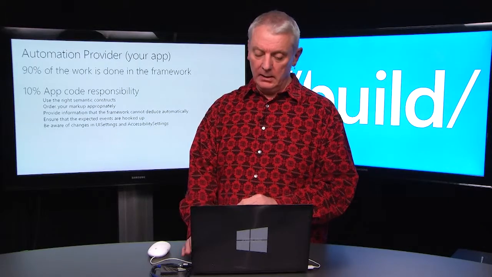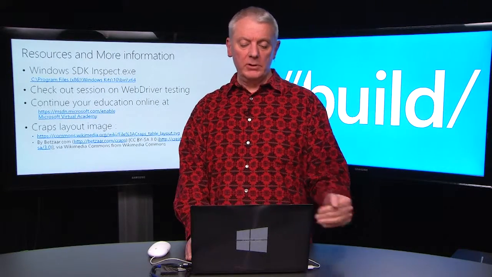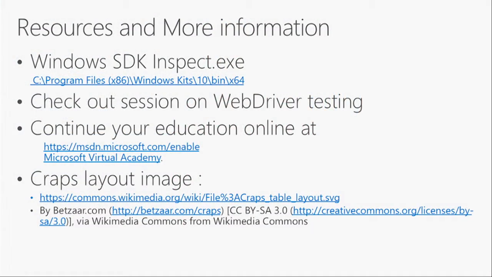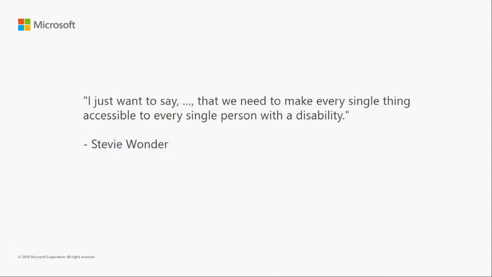So with that, here are some more resources that you can have a look at. As I mentioned, the Inspect tool is in the Windows kit, so you can find that. You should definitely check out the session on WebDriver testing, using the automation framework. You can look at our Enable site where we have lots more information on how to make your applications accessible. And also on the Microsoft Virtual Academy, there's lots more information. And also a shout out to the person who provided the craps layout image.